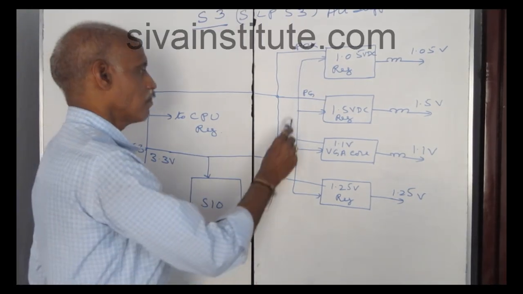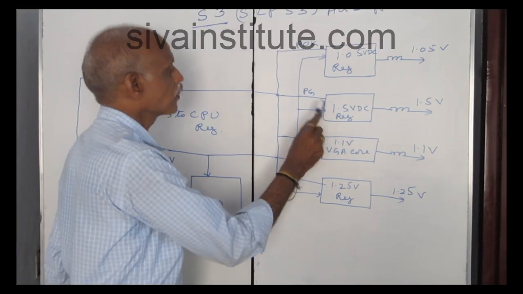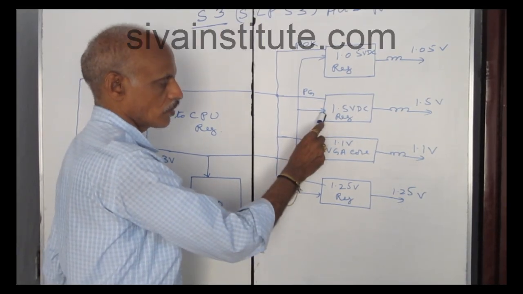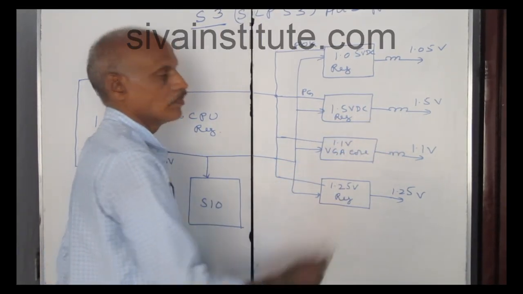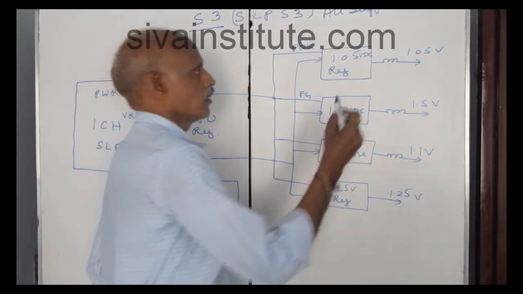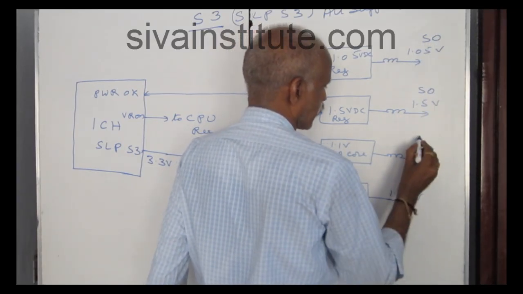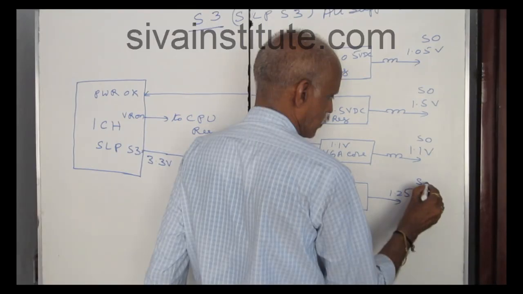When this command 3.3 volts comes here, this pin will come here, the SLP S3 pin. When you give this voltage, the output will come. Input SLP S3, output S0. This is S0 output. This is S0.